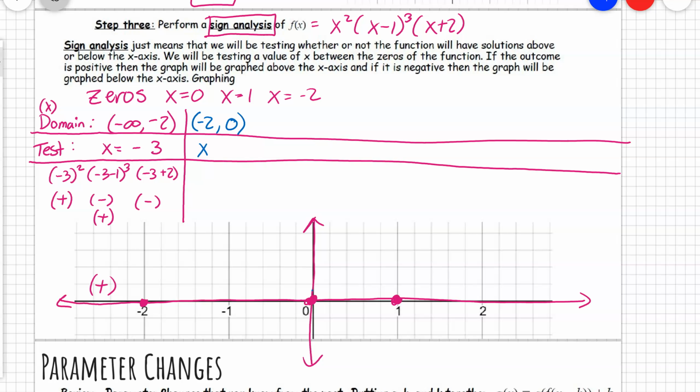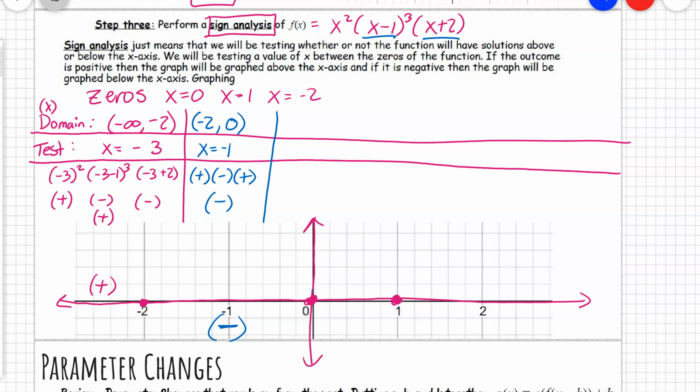When we test, I need to pick a number in between. I'm going to pick negative 1. Now I'm just going to focus on the negatives. Negative 1 squared is going to give me positive. Negative 1 minus 1 is going to give me negative 2, cubed is negative. Negative 1 plus 2 is 1, so that's positive. Positive, negative, positive, it's going to become negative. So between negative 2 and 0, it's going to cross and go into the third quadrant.